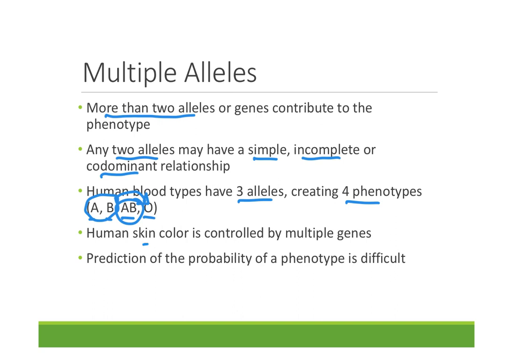Human skin color is another trait that's controlled by multiple genes, certainly tens of genes, if not hundreds of genes. And so predicting the probability of a phenotype when it comes to something as complicated as skin color is quite difficult. Blood type is not that bad, but for some of the other multiple allele traits, it's really not possible to use a Punnett square to make a prediction.